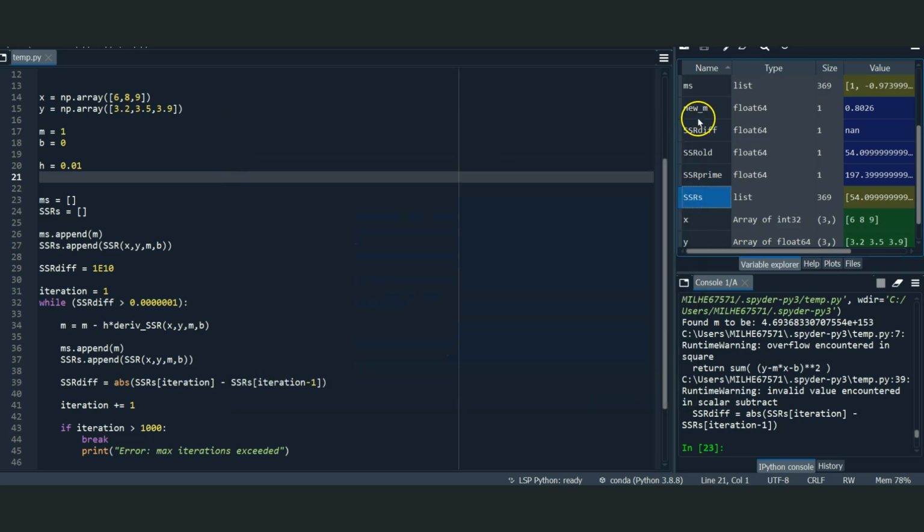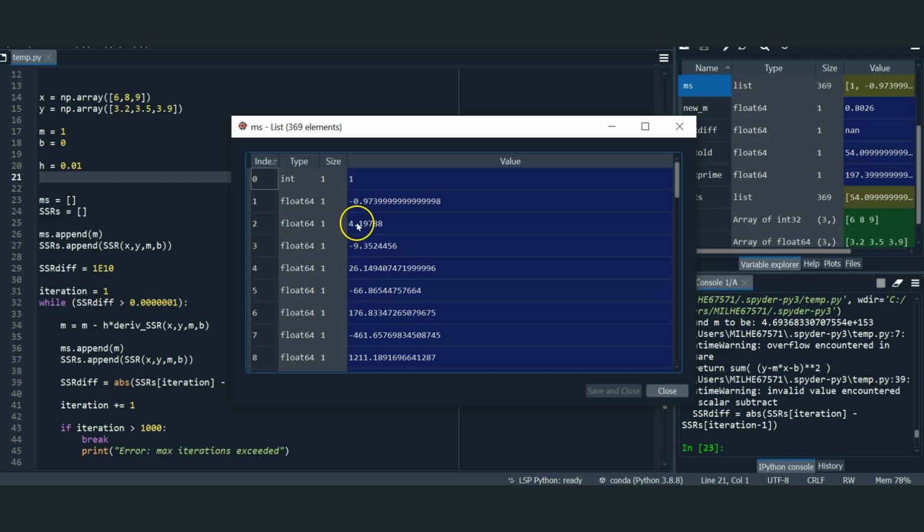And that has to do with the fact that if we look at the SSR prime, the original SSR prime that we had, 197.4, that was our initial one. We multiplied that by a learning rate of 0.001, which gives us 0.197. But if we only multiply it by 0.01, that gives us 1.9. So effectively what we're doing is we are going to decrease our m by 1.97. And you can actually see that here, the decrease went by 1.97.